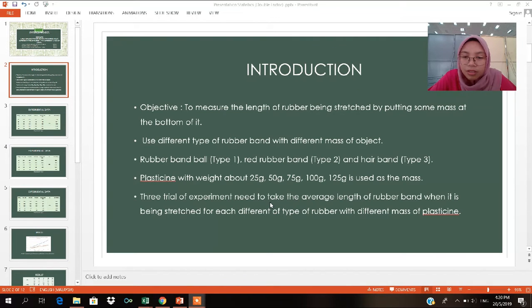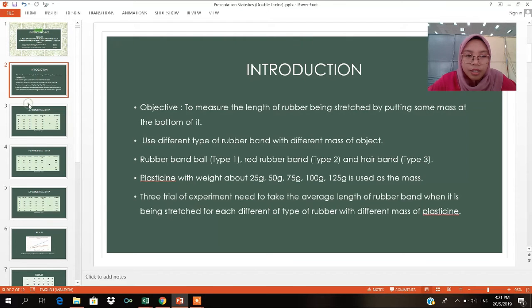The rubber band ball is the first type. The second type is the red rubber band, and the third type is the hairband rubber band. The plasticine has masses of 25 gram, 50 gram, 75 gram, 100 gram, and 125 gram. There are 3 trials for the experiment to take the average for the length of the rubber.